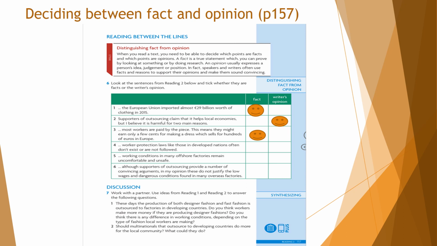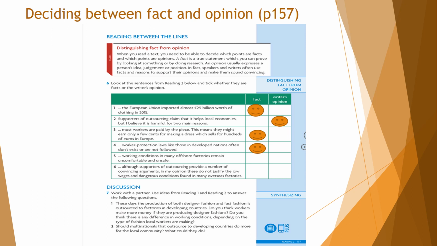Okay, now number 4 and 5. Number 4, worker protection laws like those in developed nations often don't exist or are not followed. Now 4 and 5 can be a little bit tricky to decide, are they a fact or are they an opinion? Number 4, worker protection laws. So it's a law. Now a law is written down, so you can see if the law is being carried out or not. Worker protection laws like those in developed nations often don't exist or are not followed. This can be proven, so we can say that this is a fact.